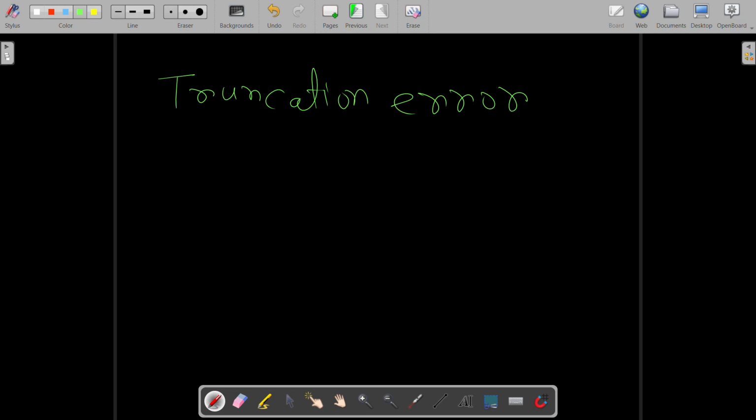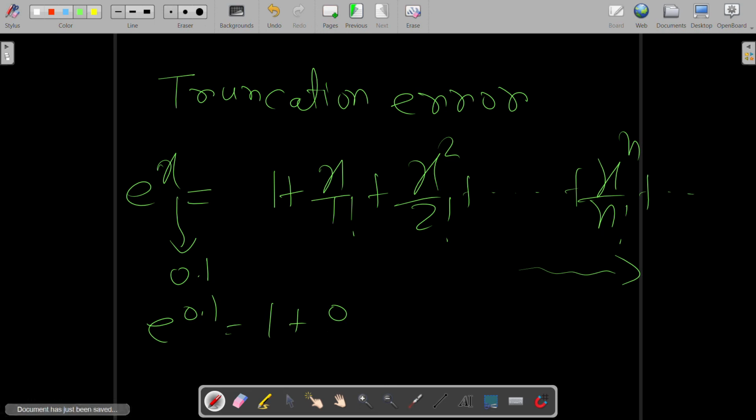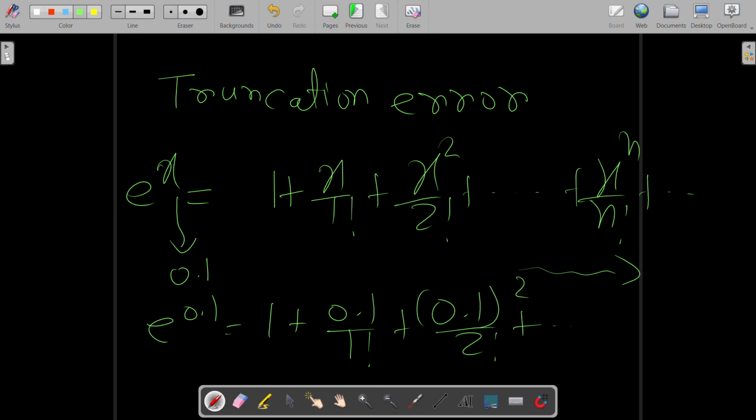Let's say we are expanding e to the power x in the form of a Taylor series. It becomes 1 plus x by 1 factorial plus x square by 2 factorial plus and so on, up to x to the power n by n factorial plus and so on. This expansion continues up to infinity. But if the value of x is, say, 0.1, then e to the power 0.1 becomes 1 plus 0.1 by 1 factorial plus 0.1 whole square by 2 factorial plus 0.1 whole cube by 3 factorial.